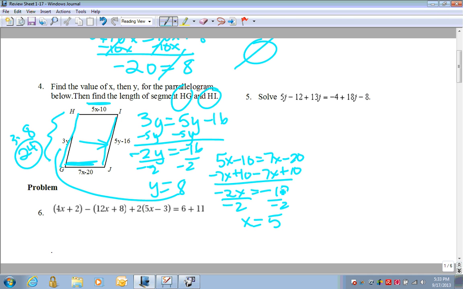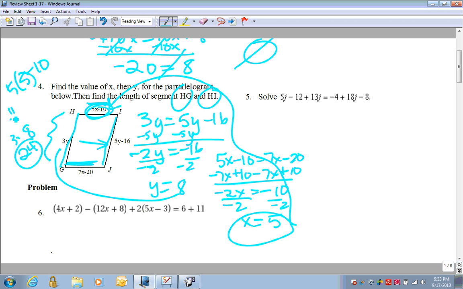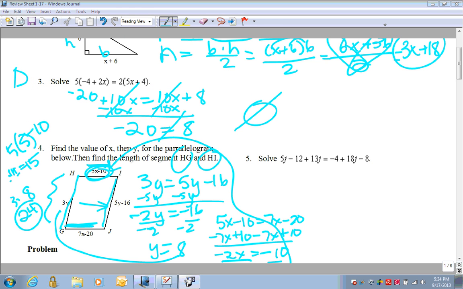Now I need to take the 5 and plug it back in here. 5 times 5 is 25. Take away 10 is 15. So HI right here is going to be 15. HI equals 15. My pen's not agreeing with me.